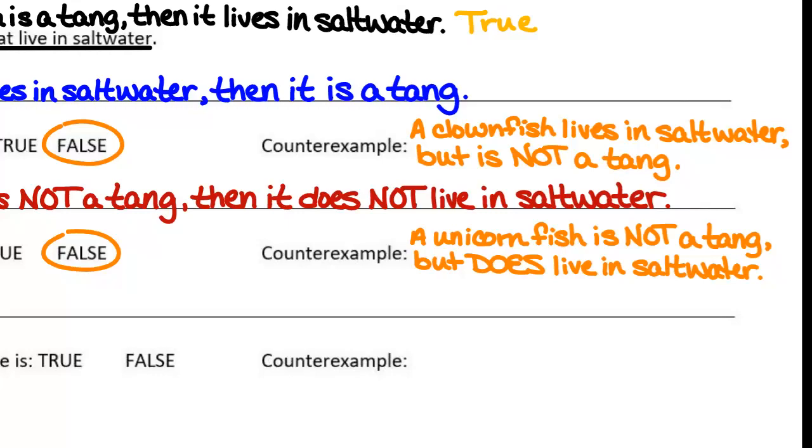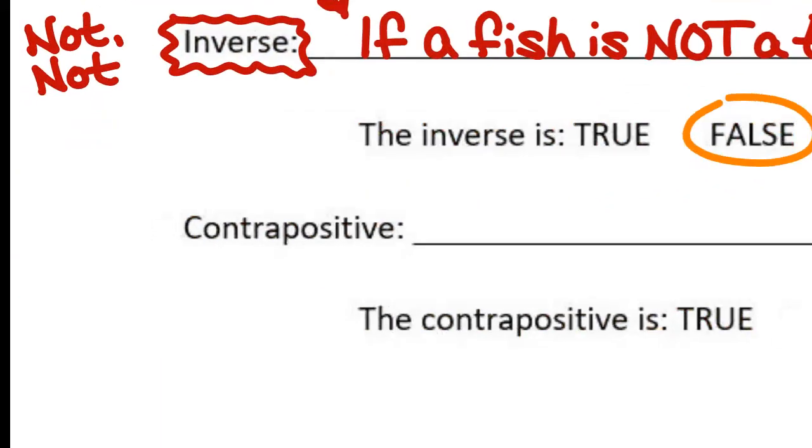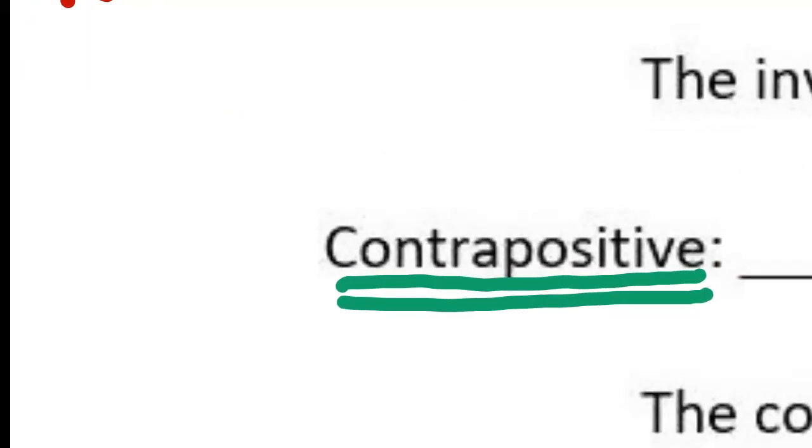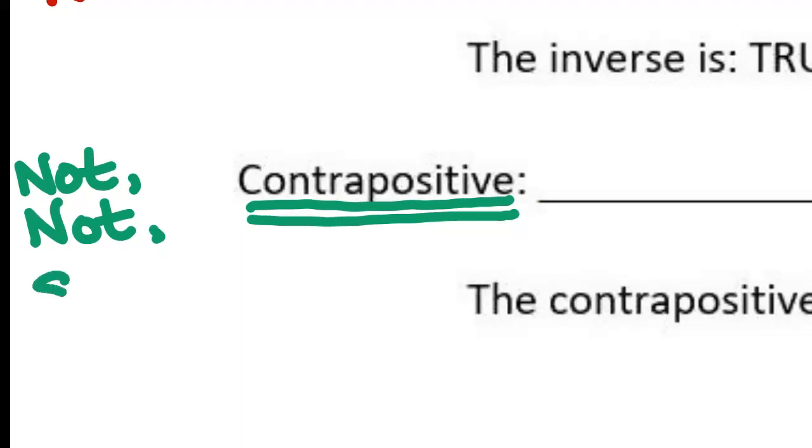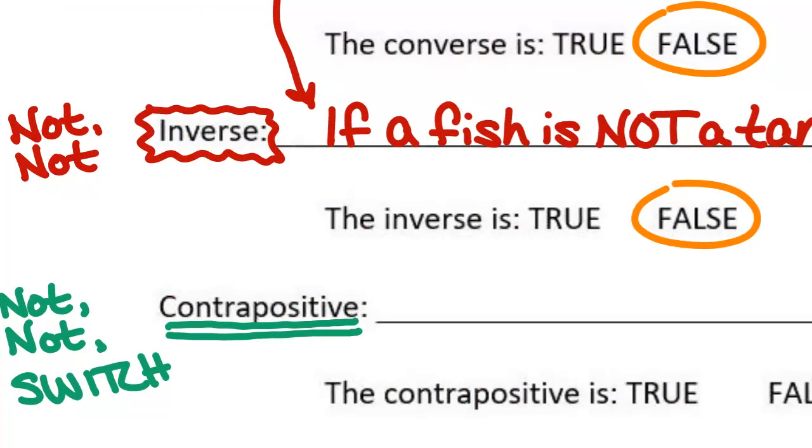All right, and then we just have the contrapositive. What do we do for the contrapositive? Yep, we do the not, and we switch it. It doesn't matter which way you do it, as long as we end up with a not with the hypothesis, a not with the conclusion, and it's switched from our original order. So I'm going to look at the inverse right here because that one's already not.